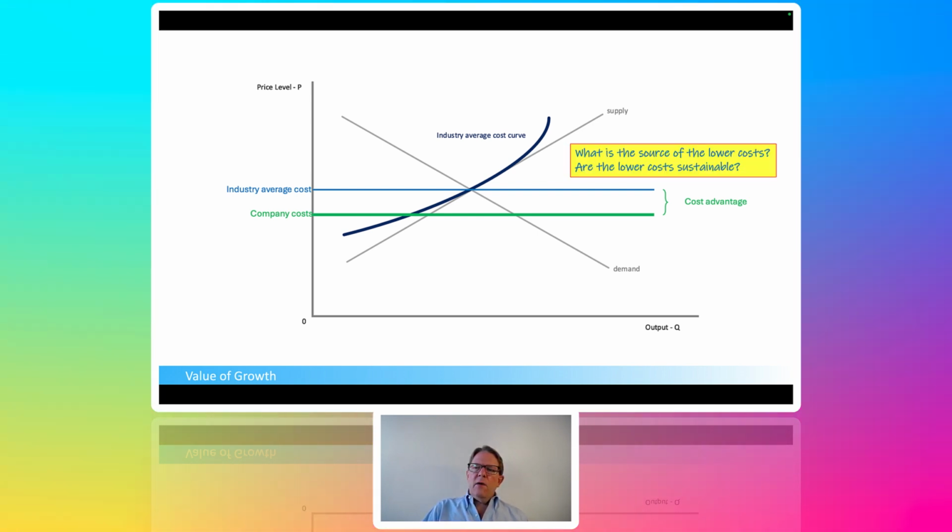And you want to ask that question of what is the source of those lower costs and are those lower costs sustainable? So if we have a higher price, we ask questions of what's the source of those higher prices and are they sustainable? If the company has a lower cost or cost advantage versus the industry, we're going to ask the same thing. What is the source of those lower costs? And then equally as important, are the lower costs sustainable?